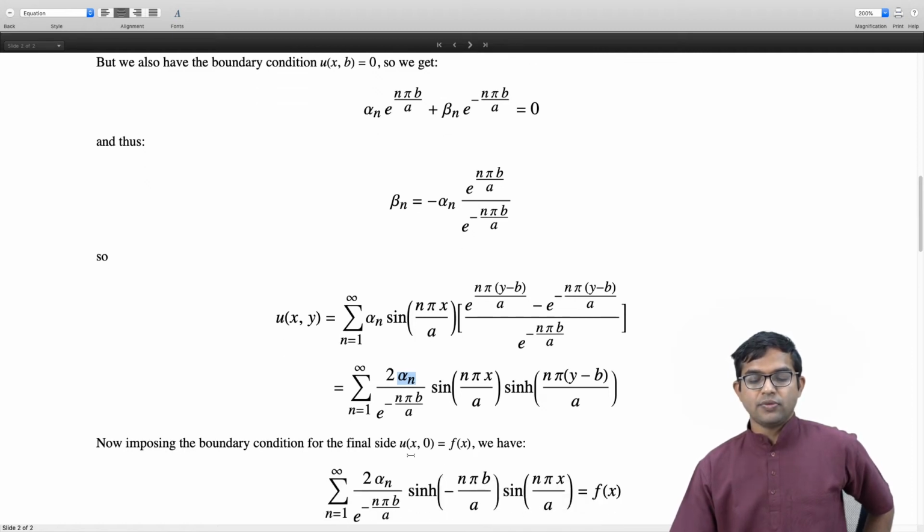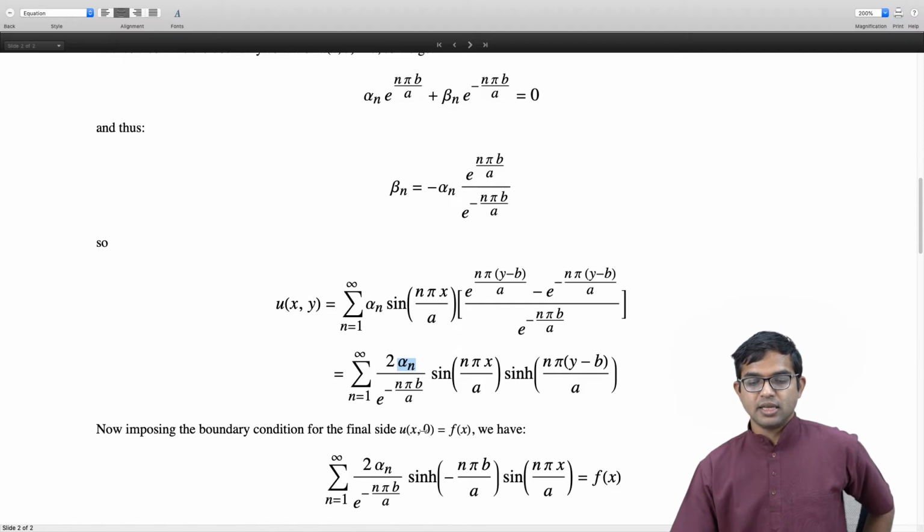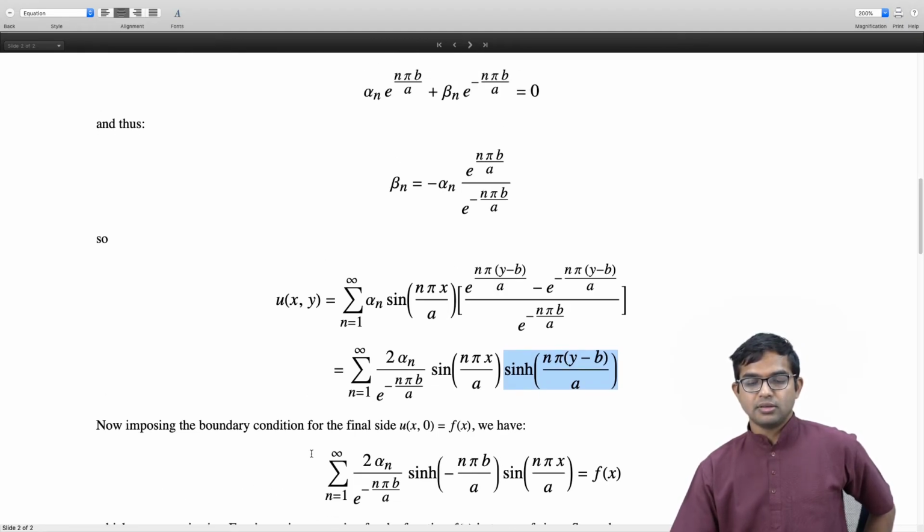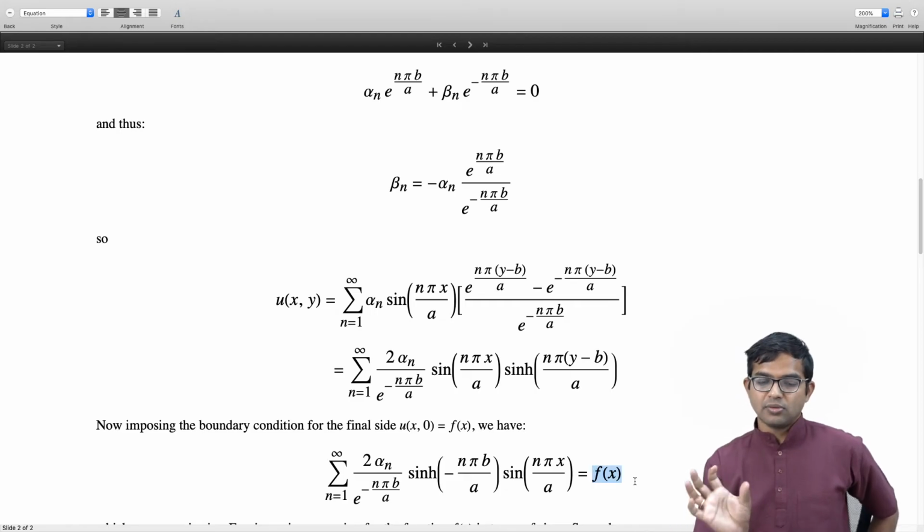So the condition u of x comma 0 equal to f of x is the same as saying f of x must be equal to this summation, n equal to 1 to infinity, 2 times alpha n divided by e to the minus n pi b by a times, now this hyperbolic sine, y is 0 here, so we have n pi times minus b divided by a, times sine of n pi x by a. So this is actually nothing but a Fourier series representation of this function f of x, right?